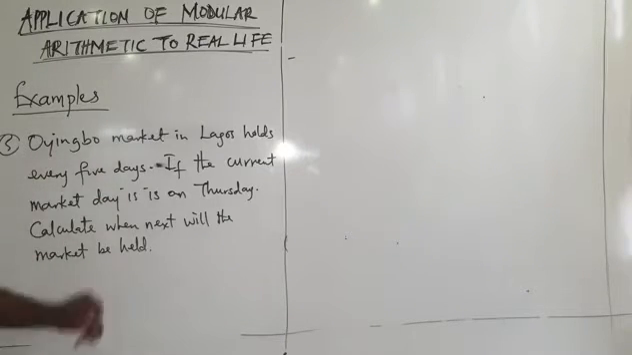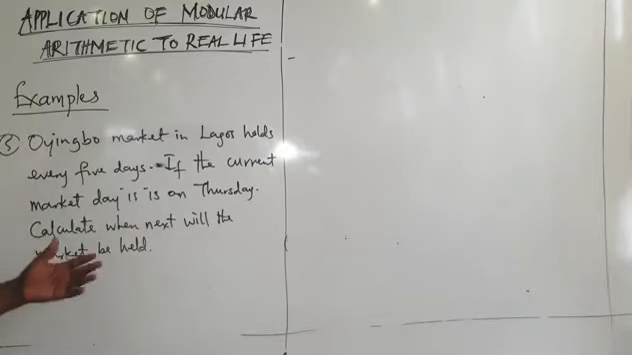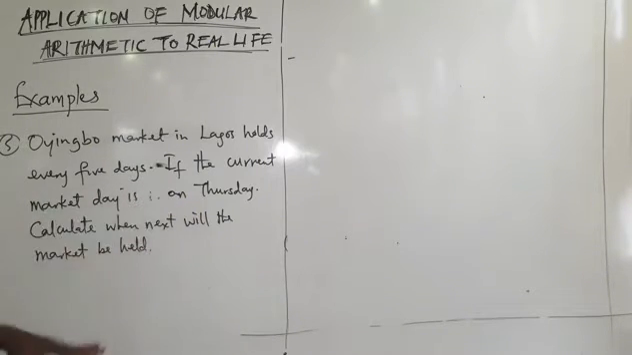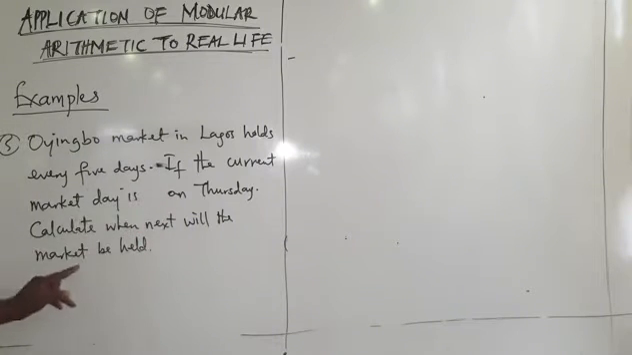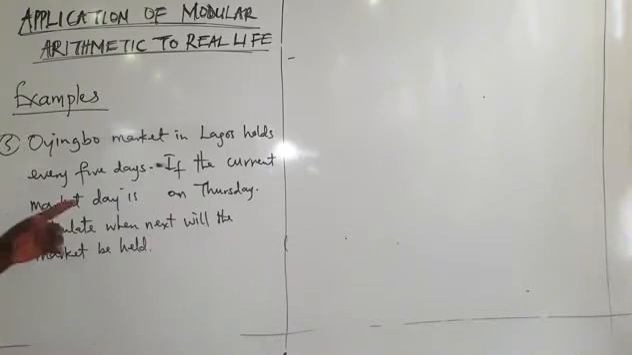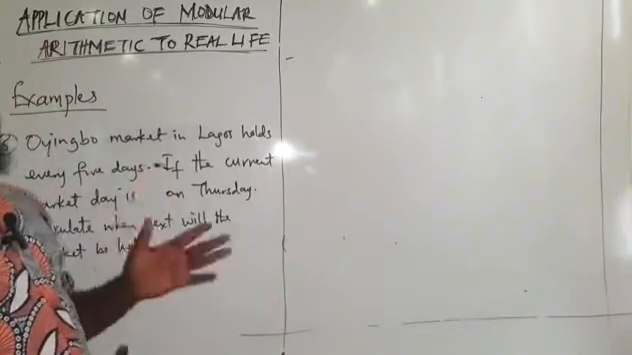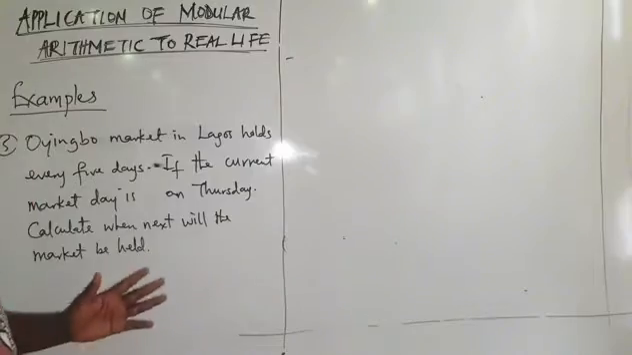So Oyibo market in Lagos hosts every 5 days. This is to calculate the days of a market. So if the current market day is on Thursday, calculate when next the market will be held. So what will be the next market day? That's what the question is asking us. Since it hosts every 5 days, that means we are using modulo 5. That's what it means.